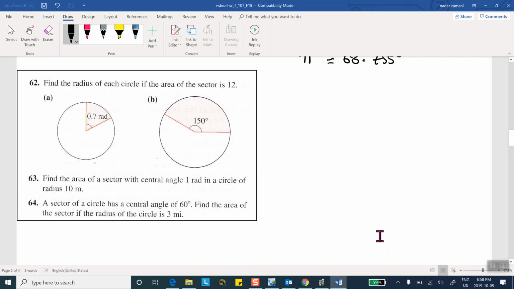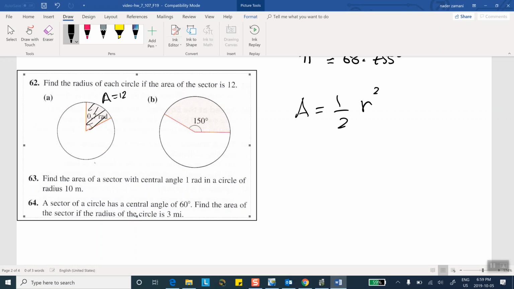Let me see now. I don't know, maybe we should do this one too. Find the radius of each circle if the area of the sector is 12. So if the area is 12, what is the radius? Now remember, last week we had a formula which was A equal to 1/2 R squared times theta. We are told that the area is 12.